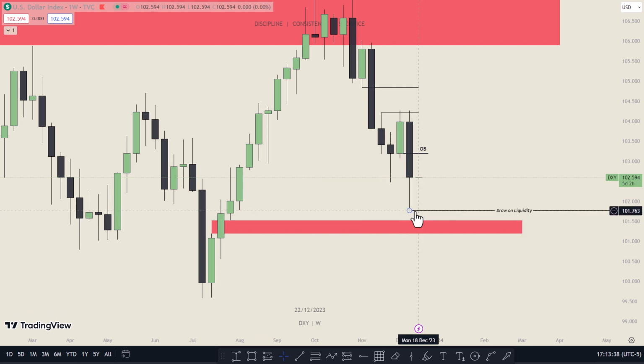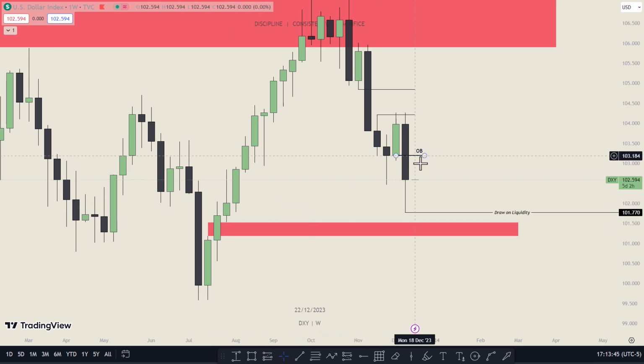We have these stops, sell stops, right? And we also have this inefficiency as draw. So I'm expecting price to reach for this area right here, and we have this order block on the weekly, so we might retrace to it and then continue to the downside.